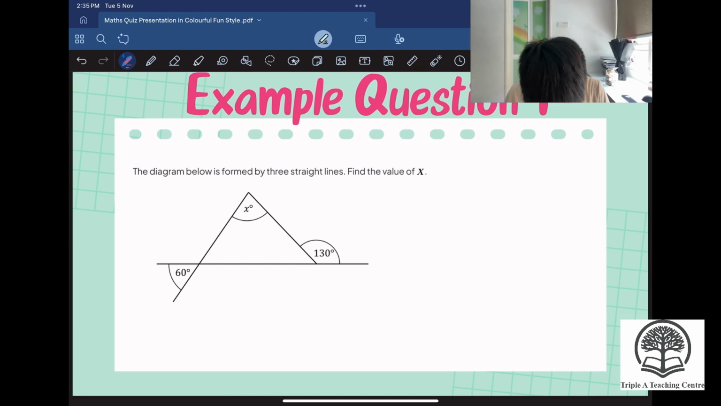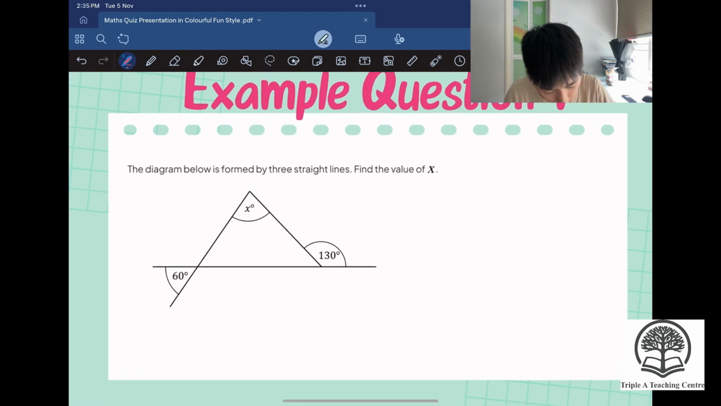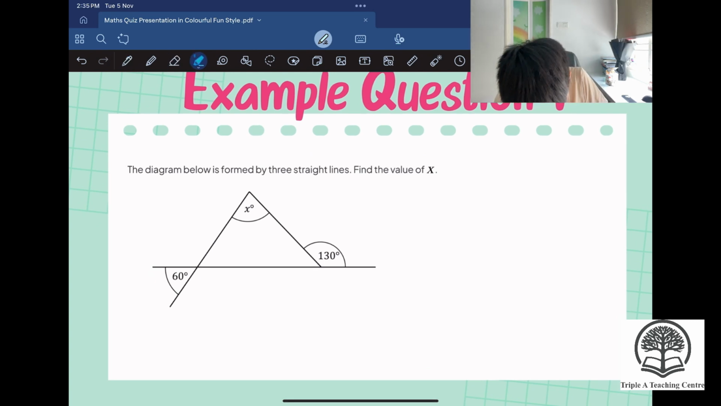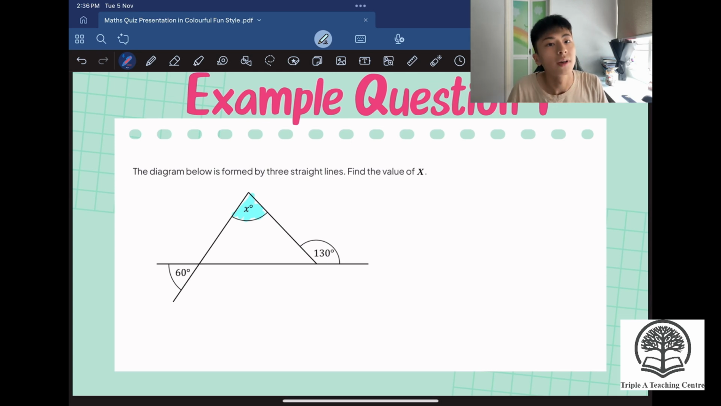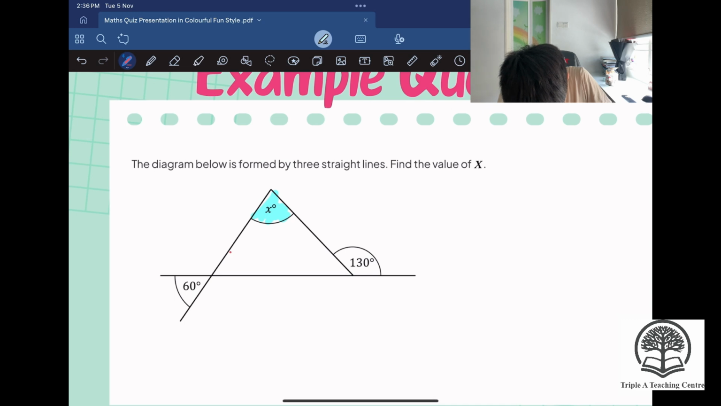Okay, this diagram is formed by 3 straight lines. Let's find the value of x. So the value of x is this. I have highlighted it so it's easier for me to see. What I like to do is identify all the angles, like this angle, this angle, this angle, this and this. By identifying more angles, you have more ways to work on the solution, so it will be easier for you, I believe.